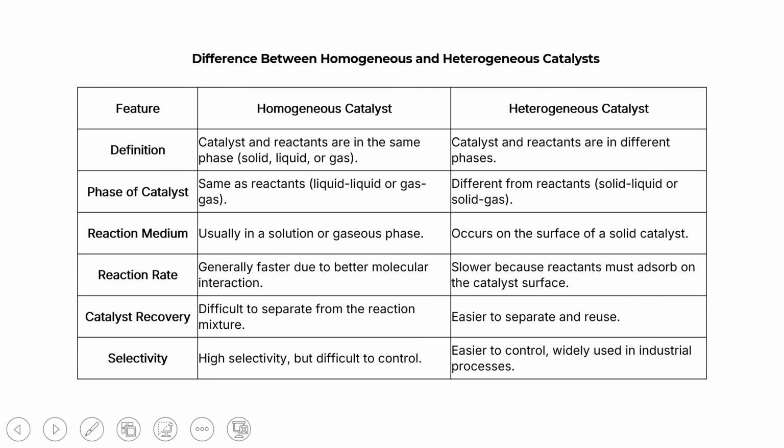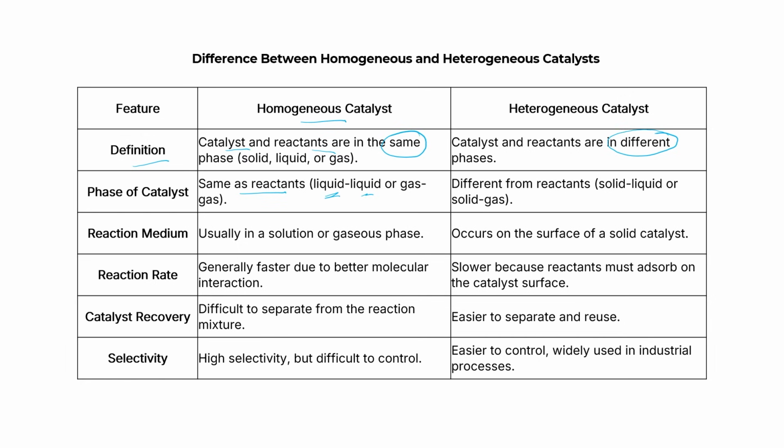Now let us try to understand the difference between a homogeneous catalyzed reaction and a heterogeneous catalyzed reaction. So what is the definition of a homogeneous catalyzed reaction? As discussed in the previous slide, if the catalyst and the reactants are in the same phase, then they are called a homogeneous catalyzed reaction. On the other hand, if you have the catalyst and the reactants in different phases, then they are called a heterogeneous catalyzed reaction. So in a homogeneous catalyzed reaction, the reactants and the catalyst will be in the same phase, that is, they will be liquid-liquid or they will be gas-gas.